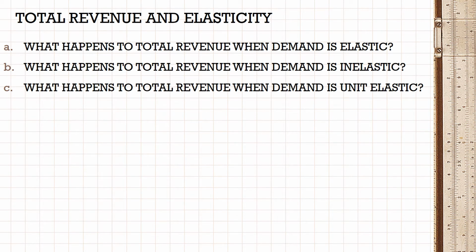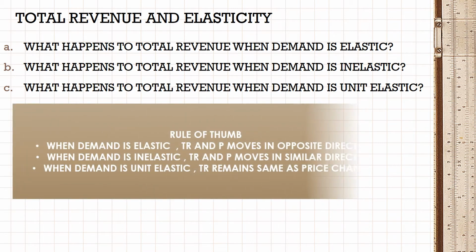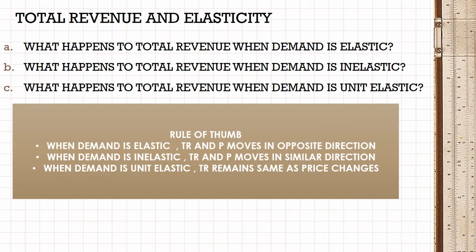So now we are done with price elasticity of demand and its types. Now we have to analyze the relationship of total revenue with respect to elasticity of prices. Total revenue can be affected due to changes in elasticity. So generally three questions arise in this scenario. What happens to total revenue when demand is elastic? What happens to total revenue when demand is inelastic? And what happens to total revenue when demand is unit elastic? So it's also important to remember their coefficient values.